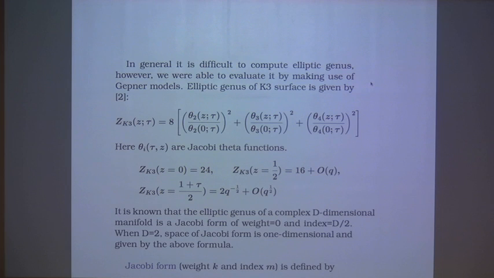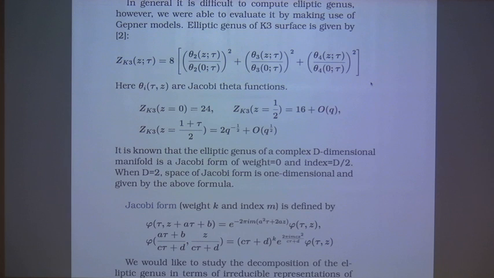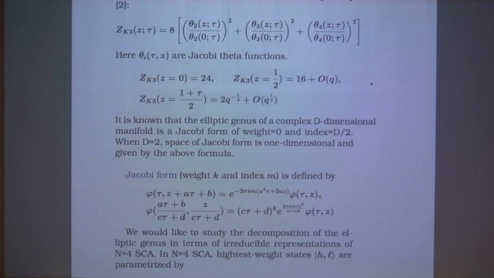It is known from mathematics textbooks that the elliptic genus of a complex d-dimensional manifold is a Jacobi form of weight 0, index d over 2. When d is equal to 2, the space of Jacobi forms is one-dimensional. A Jacobi form is a combined idea of the elliptic function and the modular function, and under the transformation of the R variable and the S variable, they mix into each other.